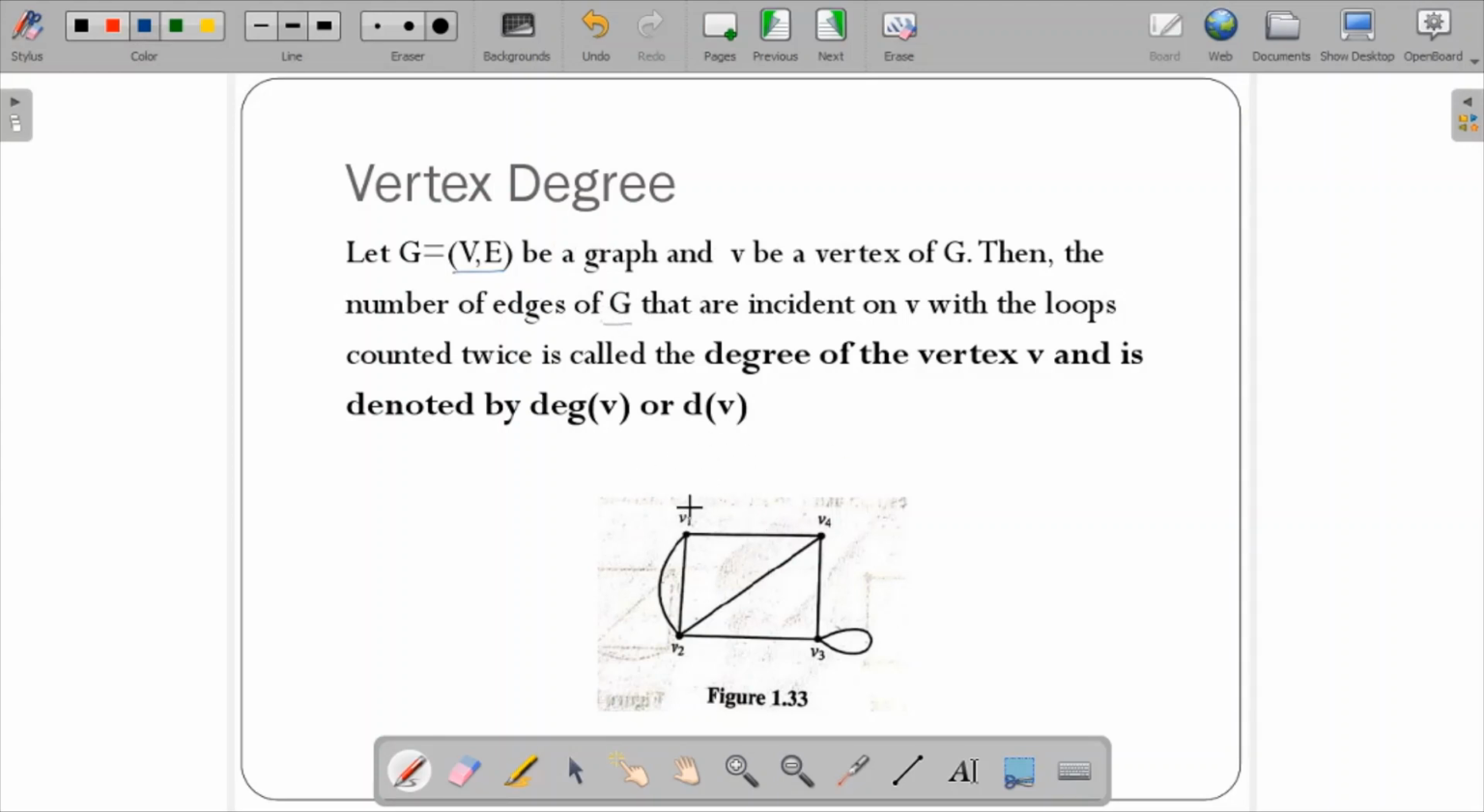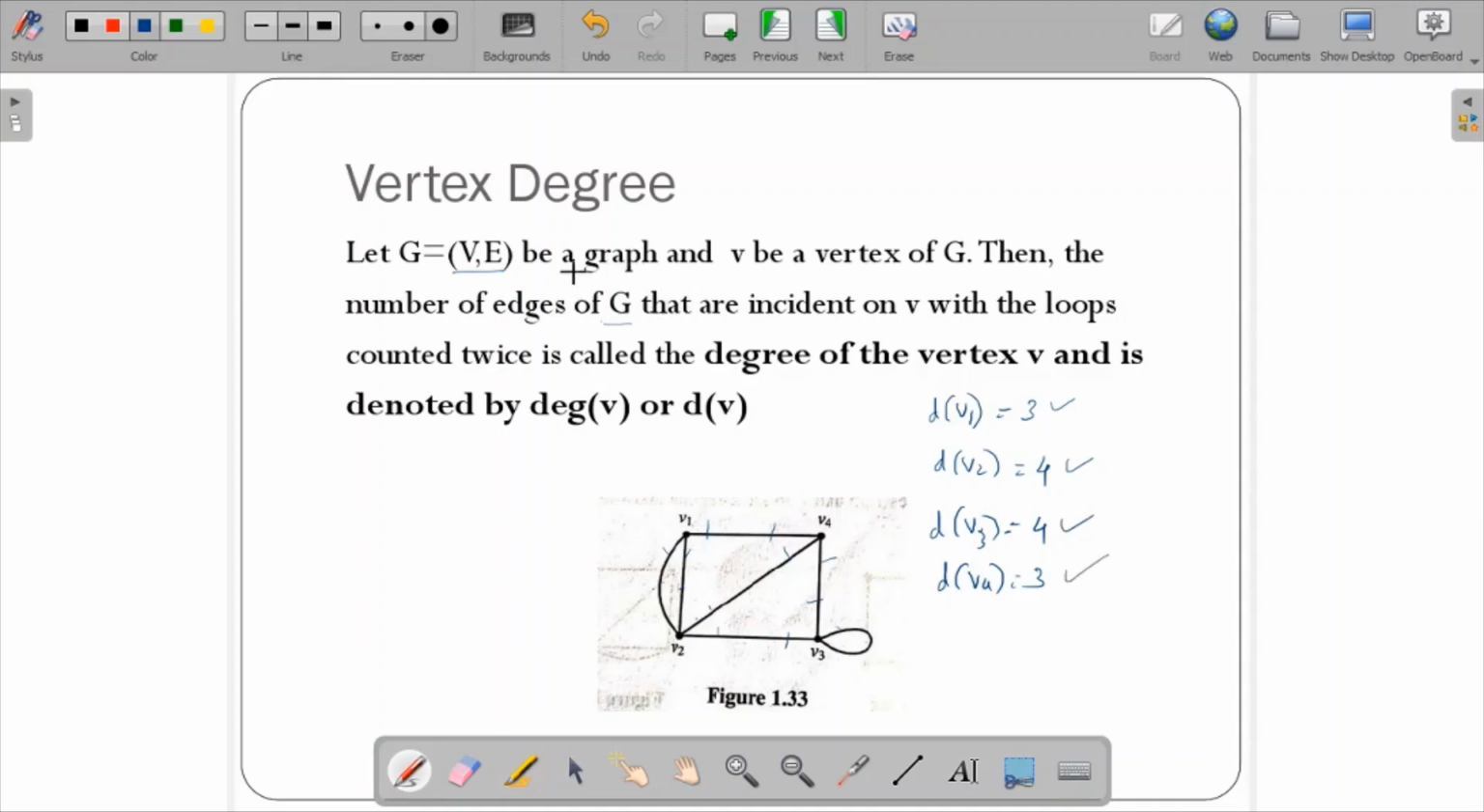So this is an example for the vertex degree. If you want to calculate the degree of V1, V2, V3 and V4, we have to count the edges corresponding to those vertices. For example, for vertex 1 we have totally 3 edges, so the degree of V1 would be 3. The degree of V2 would be 4, that is the number of edges. V3 would be 1, 2, and when it is a loop we take it as twice, so d(V3) would be 4 and d(V4) would be 1, 2, 3, that is equal to 3. So these are the number of edges we have in this particular graph.